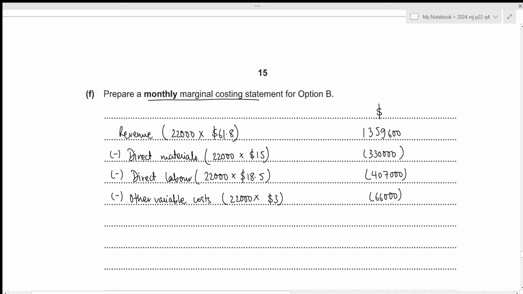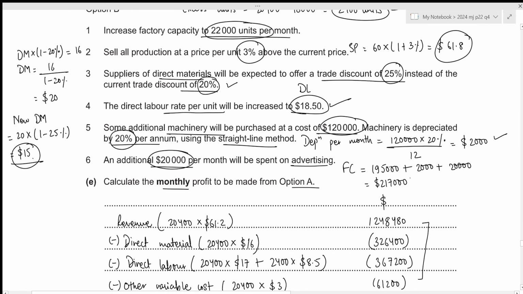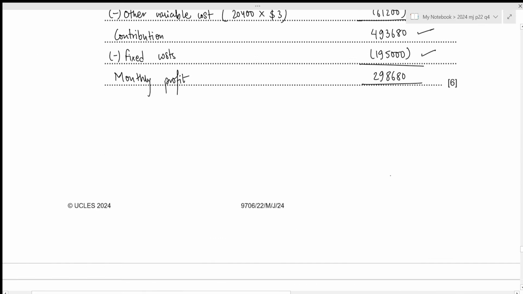Alright, now we can calculate the contribution. It will be the total of these four values: 1,359,600 minus 330,000 minus 407,000 minus 66,000, which results in 556,600. Then we need to subtract the fixed costs. And we've already calculated the new fixed cost under option B to be 217,000.